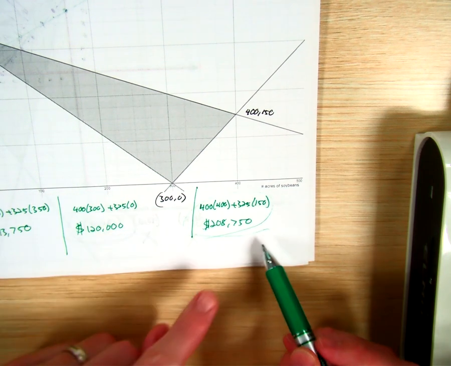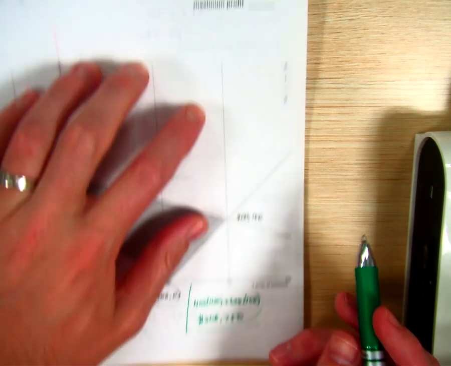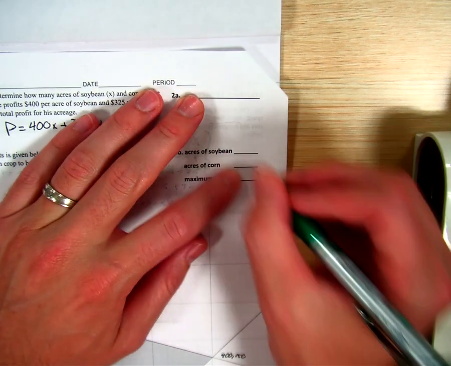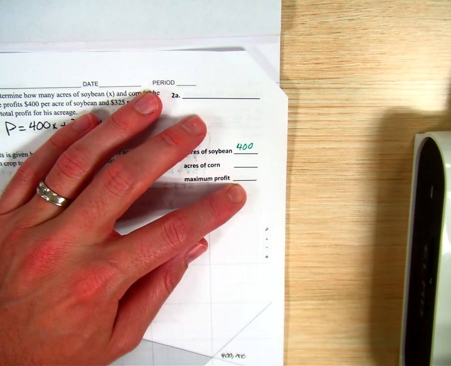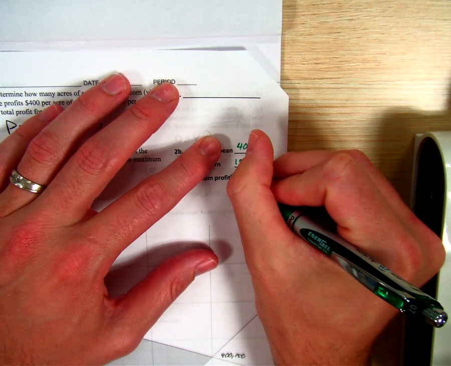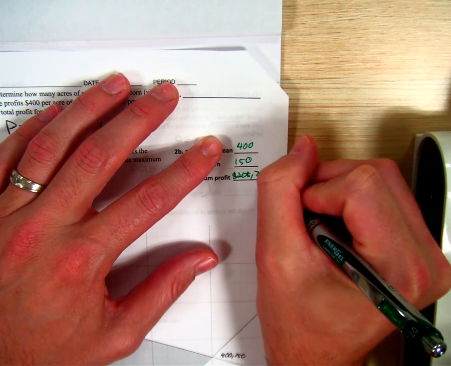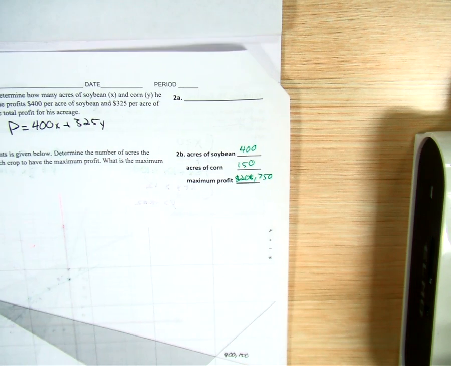Okay, now don't be lazy and just circle this. Put this back up here on the answer line. What's going to maximize it for us? 400 acres of soybeans, 150 acres of corn, and that's going to get us $208,750. Ta-da!